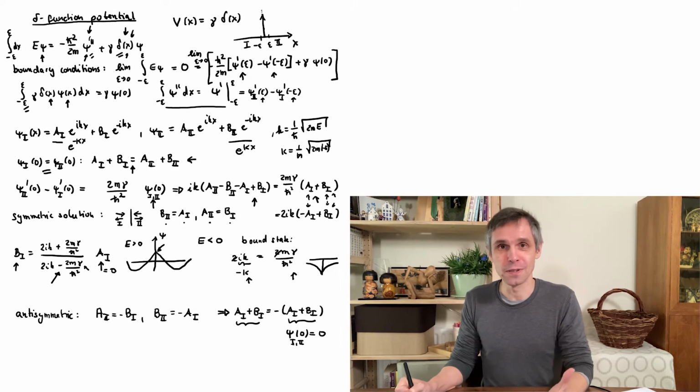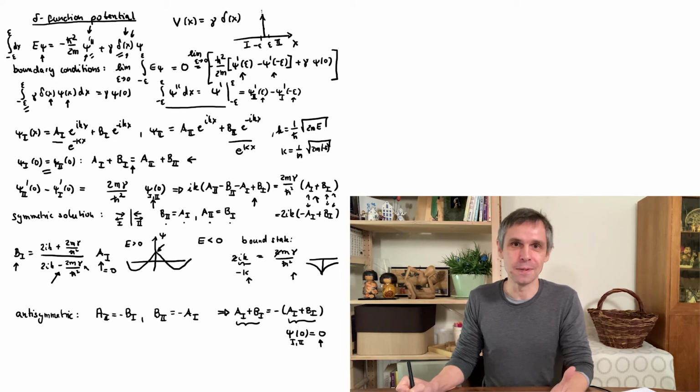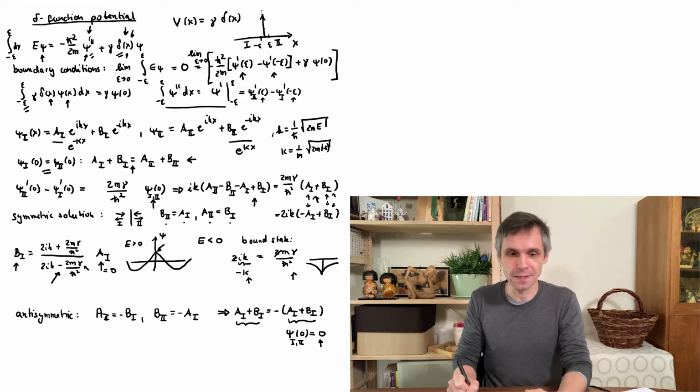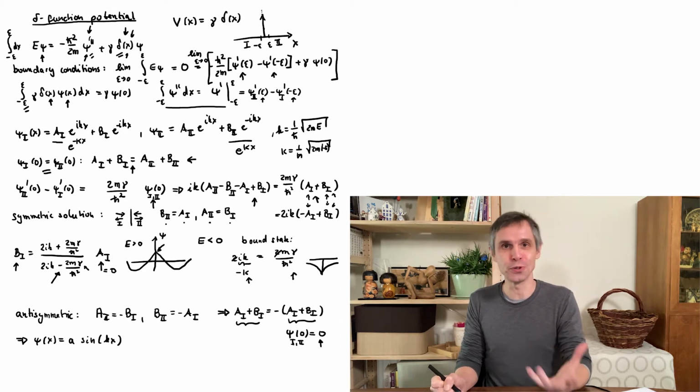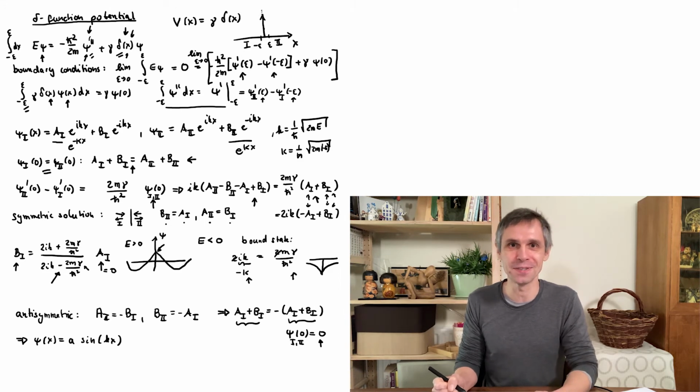But the difference of the derivatives in the second condition was proportional to this value. So this difference now vanishes and the wave function does not have a kink. Indeed, we see that the wave function now vanishes exactly at the position of the delta function. So this simply becomes a sine function with some arbitrary amplitude a along all space. So both in regions 1 and 2, including the position 0 where the delta function is located.